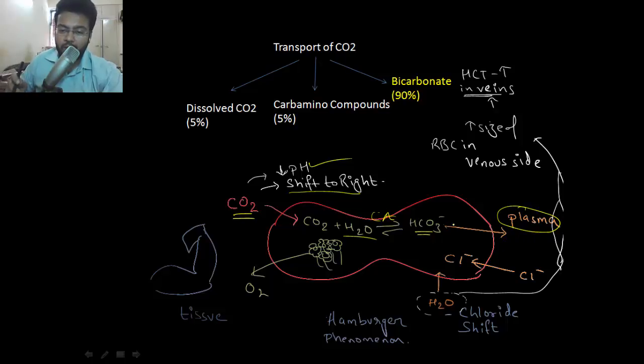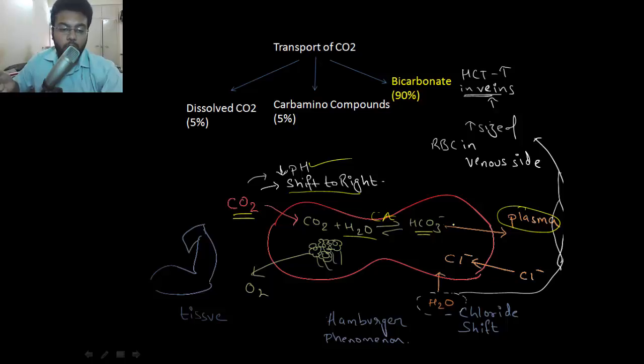Now, since bicarbonate is sent out of the RBC, this creates an electrical imbalance because you are sending one anion out of the RBC. To combat that, the RBC pulls one chloride inside to maintain electrical balance. This is called chloride shift, which happens at the tissue level, and this is also called Hamburger phenomenon.